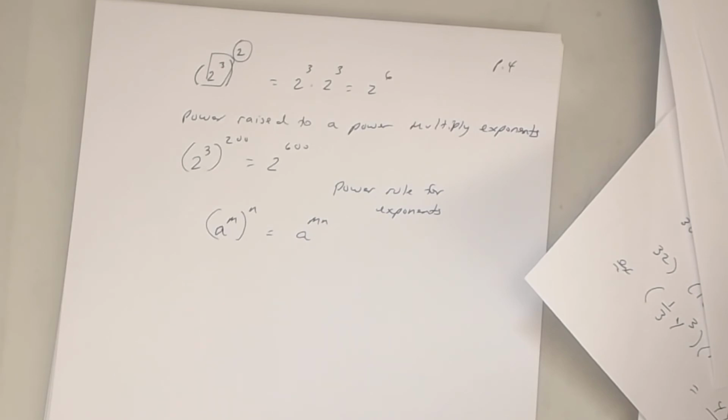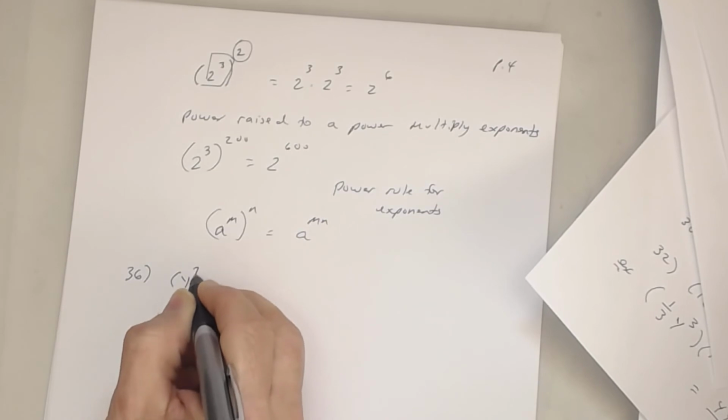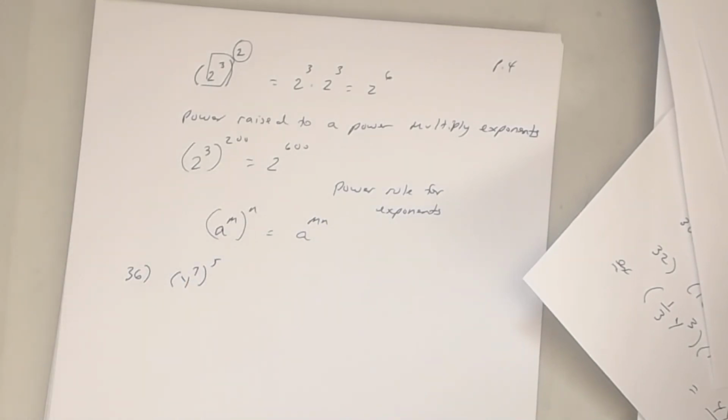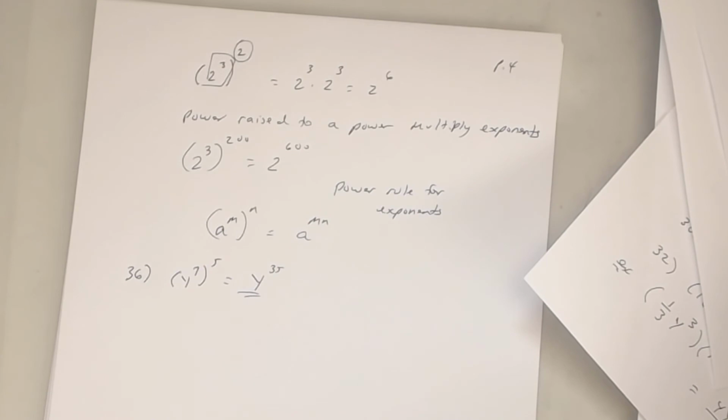So look at this. This is 36. Y to the 7th raised to the 5th. What's that equal to? Y to the 35th. Okay, no big deal, right? That was a power rule. That's all the power rule is. Now, worksheet C, though, extends this idea. So listen carefully to what I'm about to say.